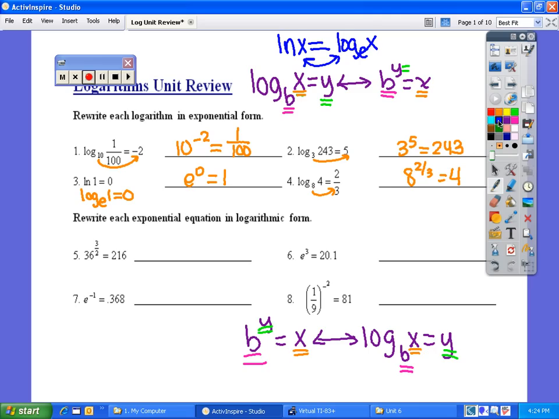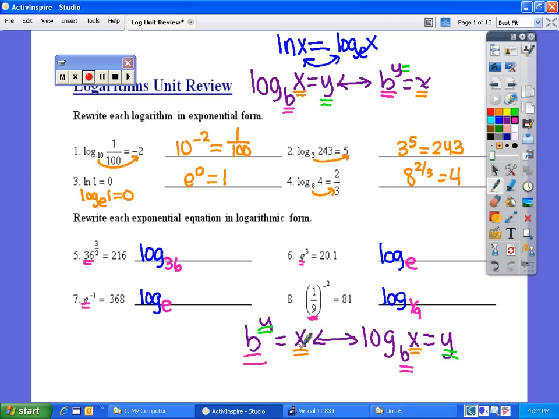So now when you look at each piece, the first thing that you should always do is write log. Get that out the way when you're rewriting. Then the next thing you want to do is look for your base. So in this case, it's 36. That goes underneath here. In this case, it's base e. In this case, it's again base e. And then in the last one, it's 1 over 9. You don't need the parentheses.